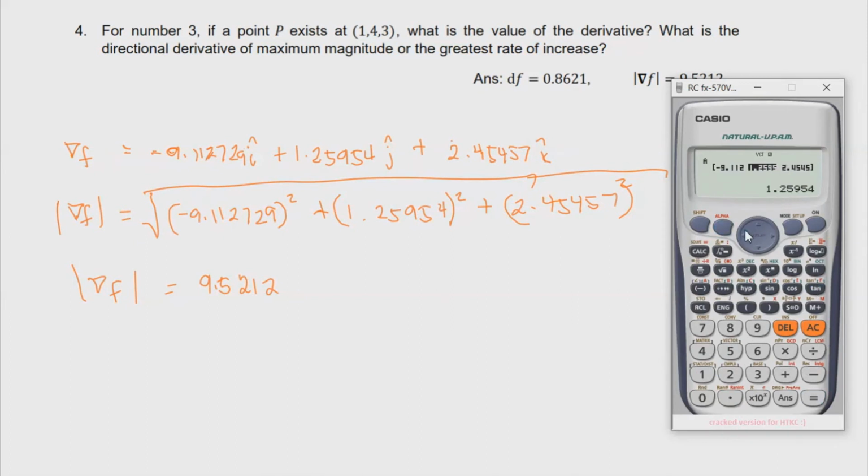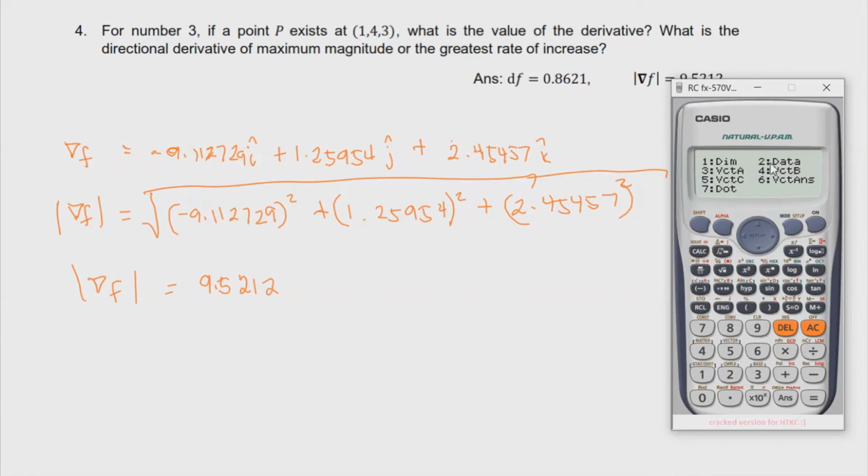I've already written that in terms of A, B, and C. And then you press AC. Okay, so you've already stored that. And then you press Shift, and then you go to Vector. Okay, so with this, you're given the dimension versus the data.